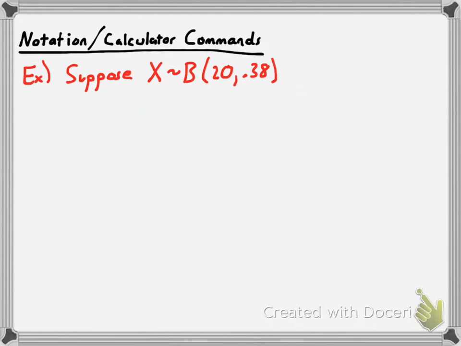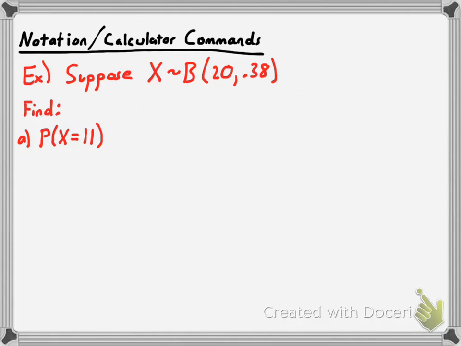In our example, we're going to assume that there's a random variable x that's binomially distributed, and it's going to have 20 trials with a 0.38 chance of success. What I want to do is show you how you can use your calculator to find the following things. Beginning with how you would find the probability of a specific number of successes occurring in that trial size of 20. We're going to see what is the probability of getting 11 successes under those parameters.